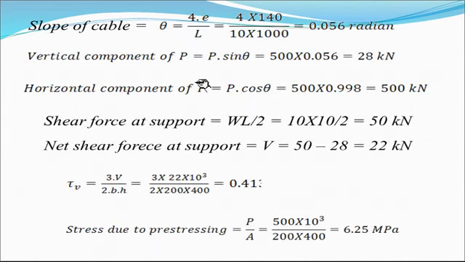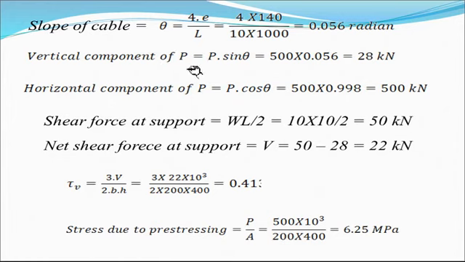This is the problem. First of all, we can find out the slope of the cable. In the previous slide, we have already discussed that dy by dx is equal to theta, which is equal to 4e divided by L, because at the support x is equal to 0. So we get 4 into e, eccentricity equal to 140, L is 10 meter multiplied by 1000 to get mm. So we get theta as 0.056 radian.